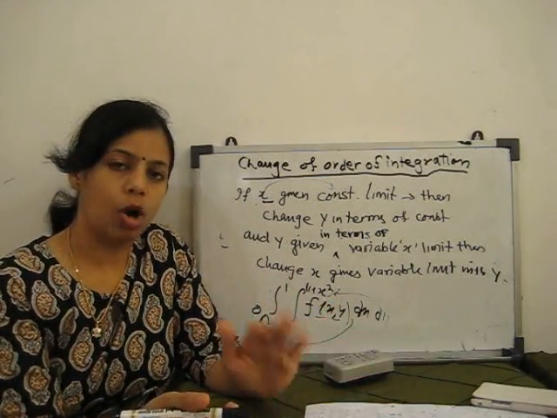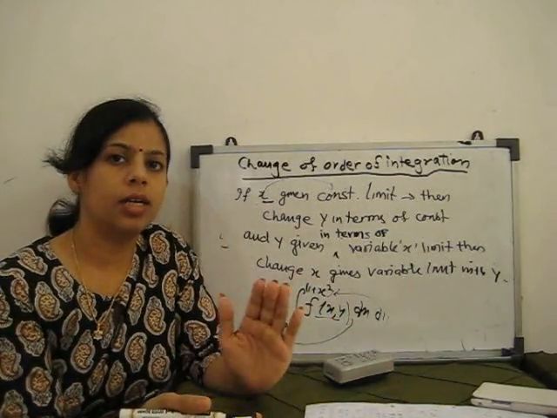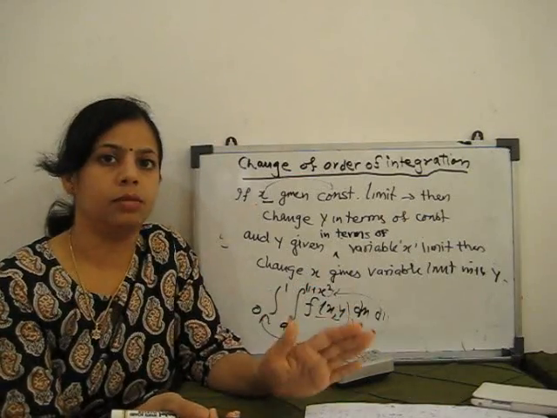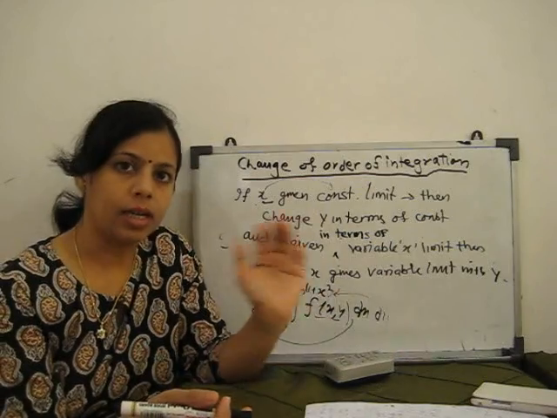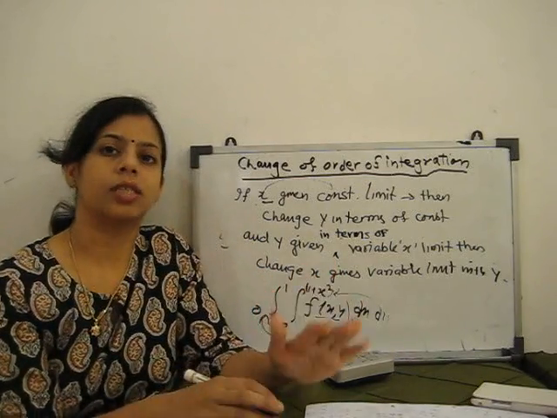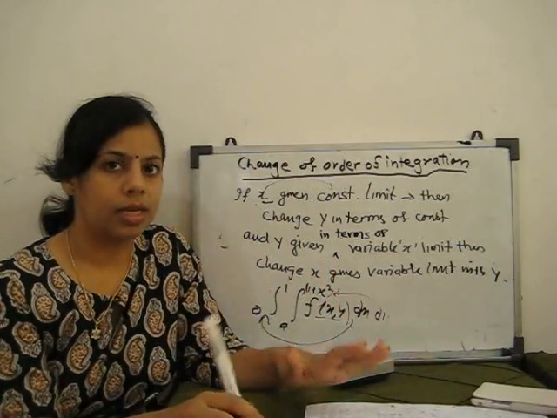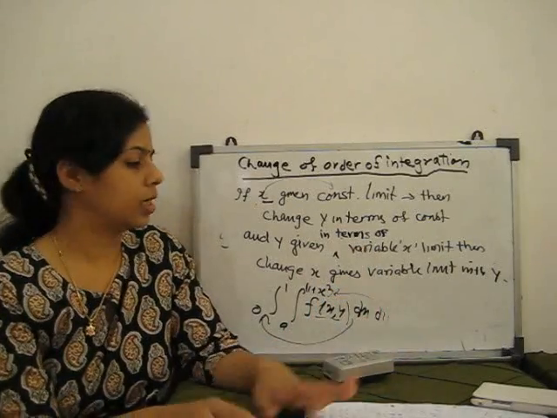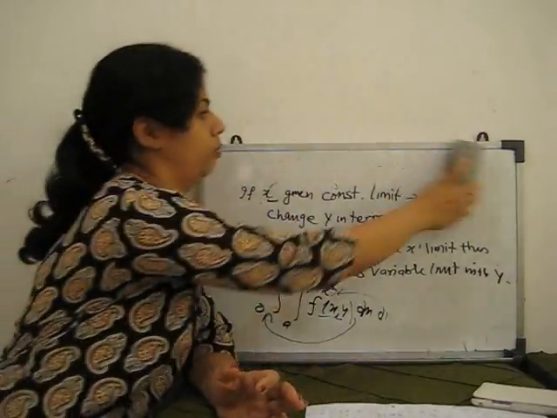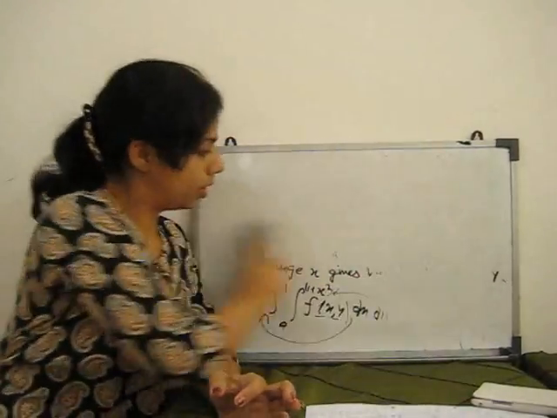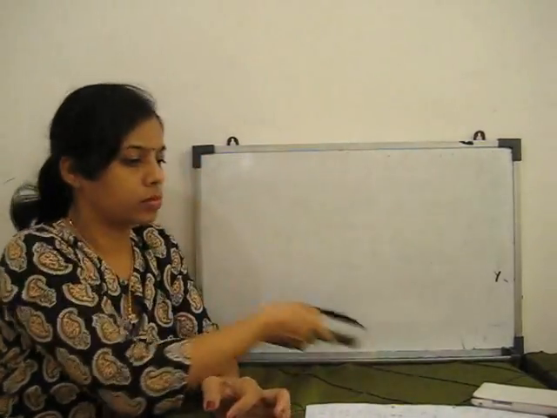When we change the order of integration, our result cannot change. That means if the solution of this question is pi by 8 and you change the order of integration, your answer remains the same. Change of order of integration cannot change its value. Now I will discuss some problems so you can better understand how to change the order of integration.